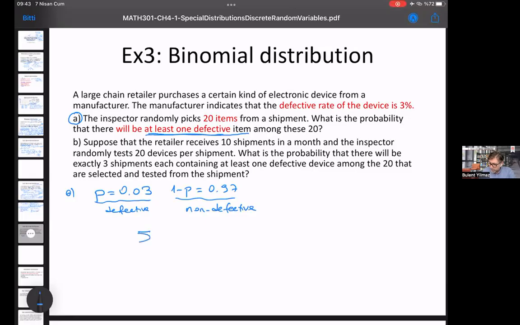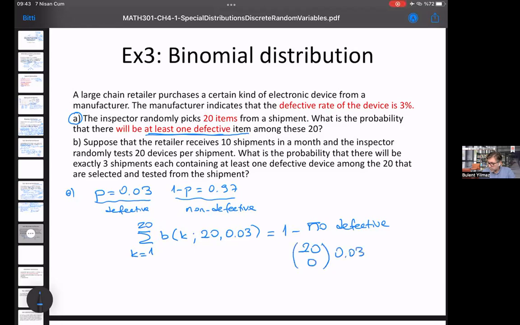You can write it as at least one defective from 1 to 20, binomial distribution. I'm interested in K. Totally there are 20 items, and the probability of having a defective one is 0.03. Or you can say 1 minus the probability of obtaining no defective. What is the probability of obtaining no defective? Out of 20 parts, none of them will be defective.